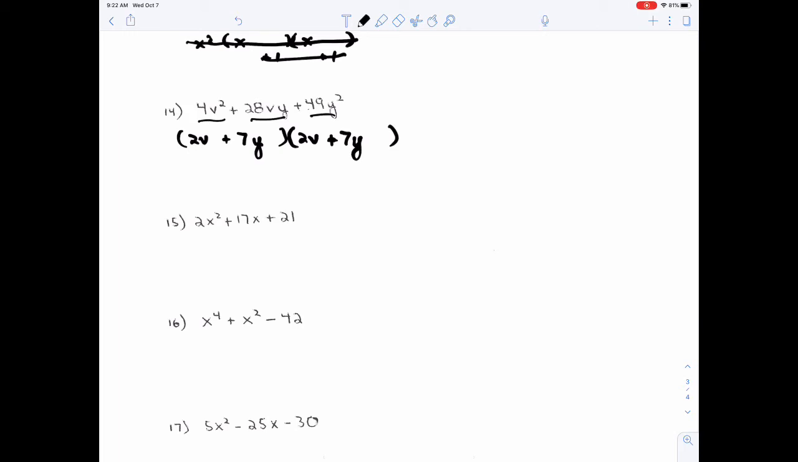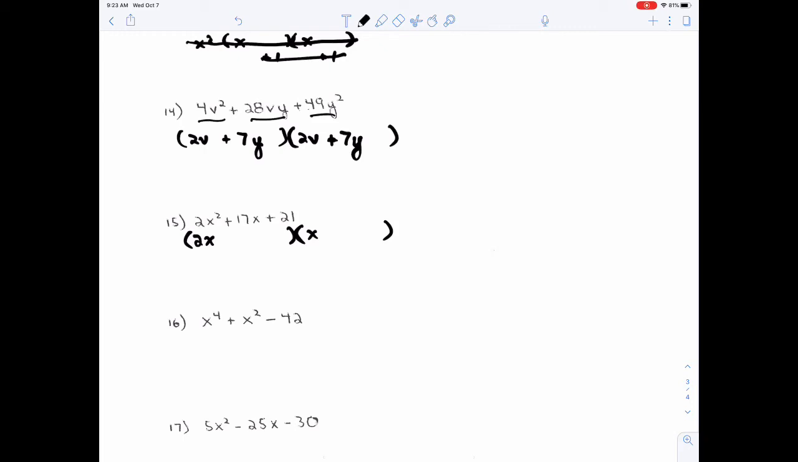Greatest common factor? No. Difference of two squares or trinomial? Trinomial. What gives us 2x squared? 2x and x. I'm telling you, it doesn't matter how bizarre the problem gets. You just do exactly what I've said to do.